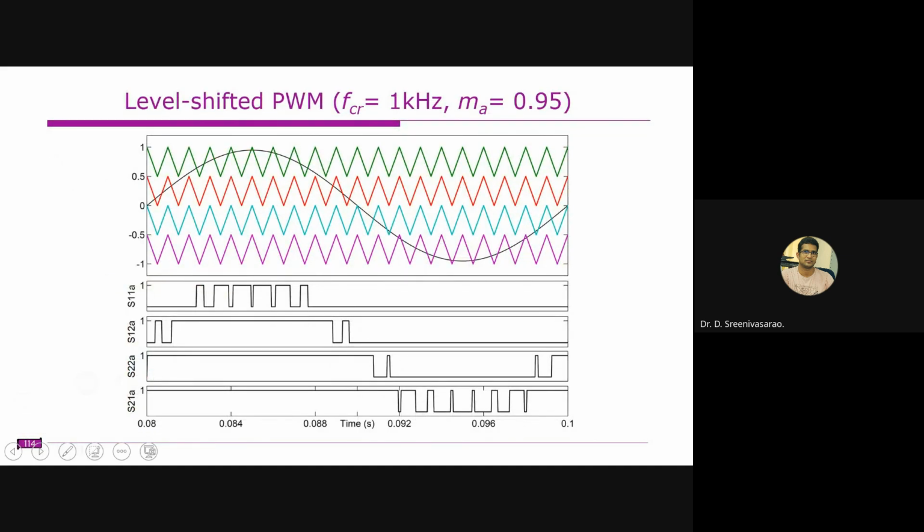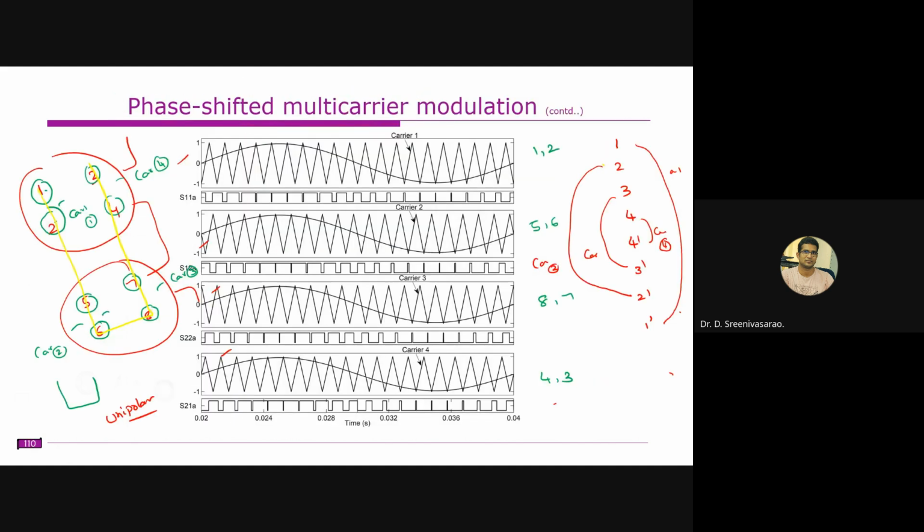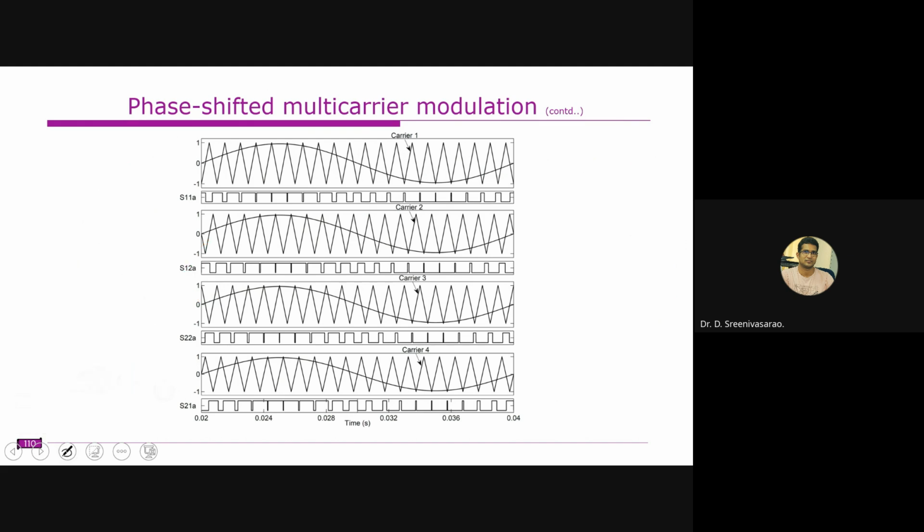So the earlier one is known as phase shifted PWM, and this is known as level shifted PWM. If you observe the differences, first, in case of phase shifted PWM, these are the firing pulses. If you observe this one, all are almost identical, but there will be a small phase shift between the carriers. From here to here, 90 degrees phase shift is there. From here to here, 90 degrees, and here to here, 90 degrees, and from here to here, another 90 degrees. Likewise.